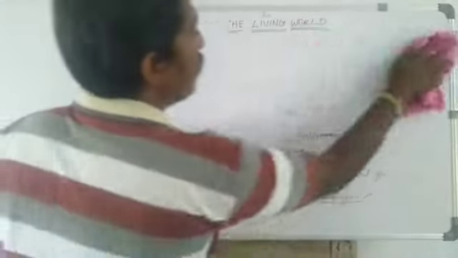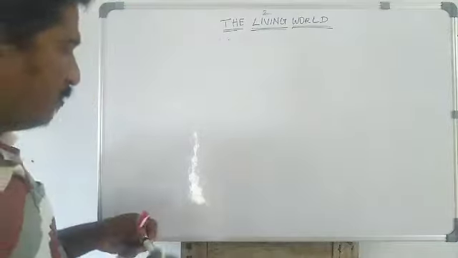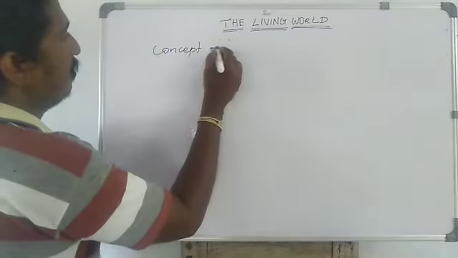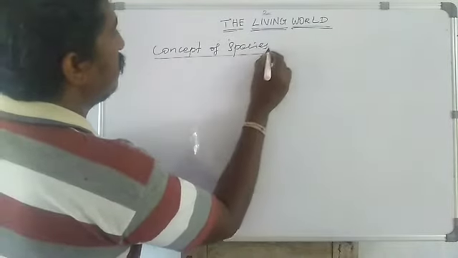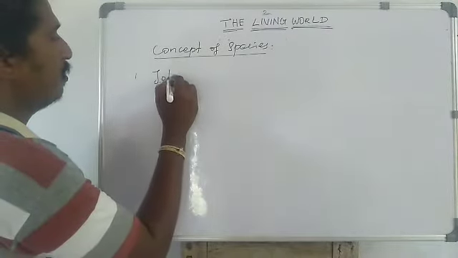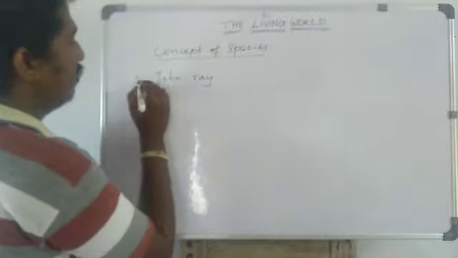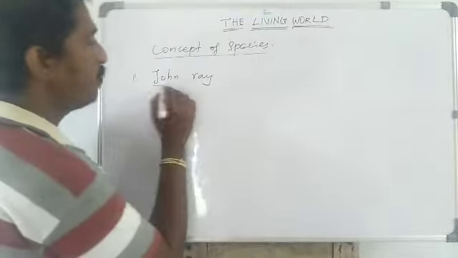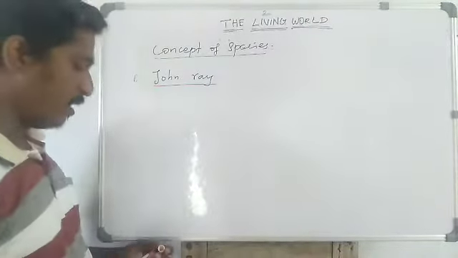Next, the concept of species. The concept of species was proposed by, as we already discussed, the first one, John Ray. John Ray is the person who first proposed the concept of species.